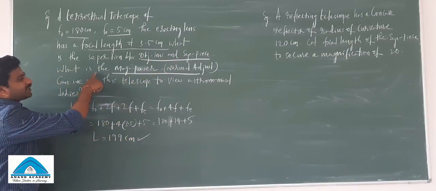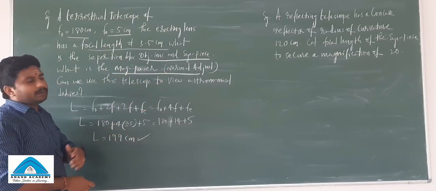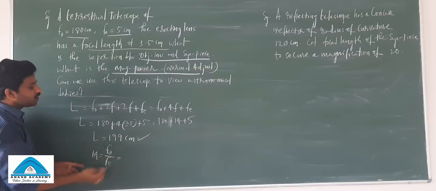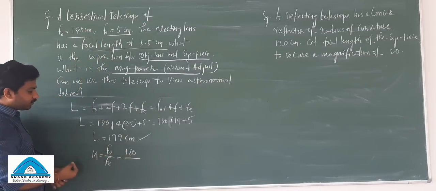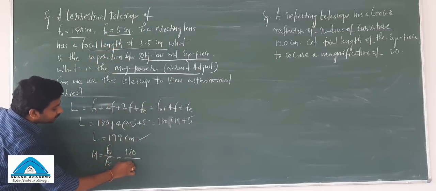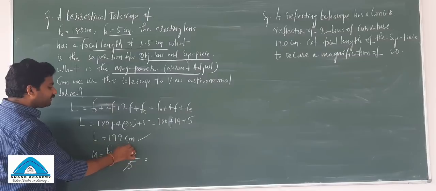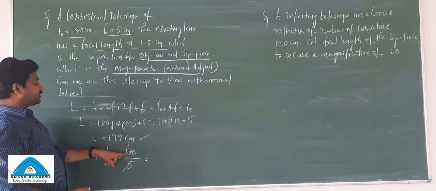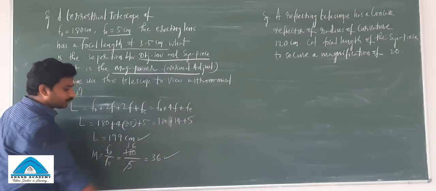Now, what is the magnifying power? Magnifying power in the case of normal adjustment, we know, m is equal to f naught by fe. What is f naught? It's 180 centimeters divided by the focal length of the eyepiece, which is 5. How much will it be? 5 threes are 15, 3 is there, then 5 sixes are 30. So it is 36 is the magnifying power.